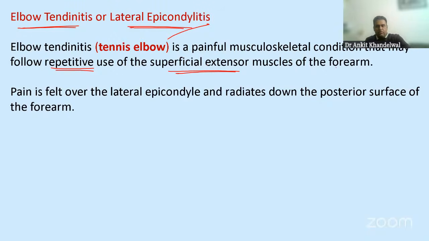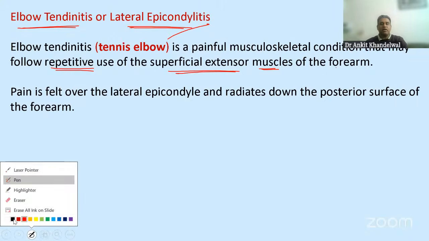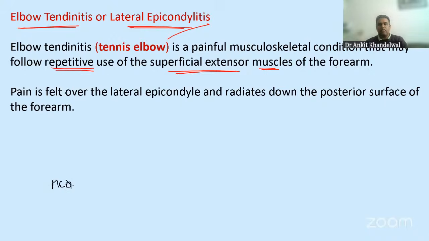See, your elbow position is this, right? Your elbows are flexed, and when you're playing a shot, you have to extend. Basically, you're extending with the weight in your hand. So what will happen? Repeated use of extensor muscles leads to this problem, lateral epicondylitis, also known as tennis elbow. And if it happens on the medial epicondyle, it is a medial side problem, and we call it golfer's elbow. This is again a very, very important clinical applied that you can add on.